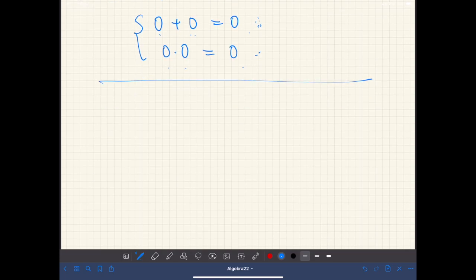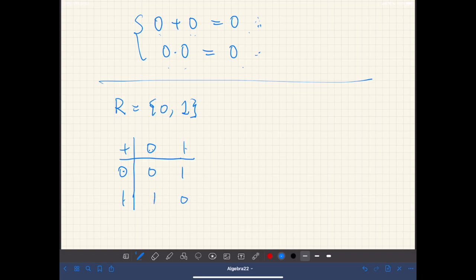That's one example. Another example, a little bit more complicated, has two elements, 0 and 1. We define addition and multiplication by the following tables. For addition, this table is read like this. 0 plus 0 is 0. 0 plus 1 is 1. 1 plus 0 is 1. And 1 plus 1 is 0. This is just a definition, so the rule of the ordinary integers does not apply.